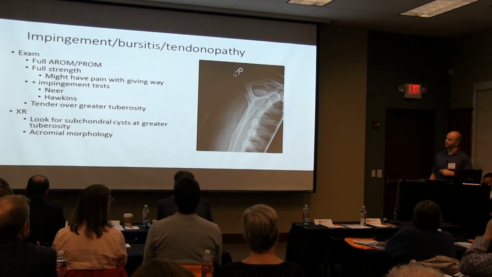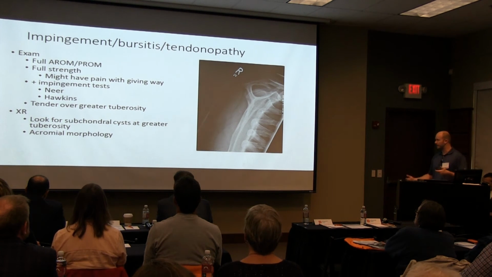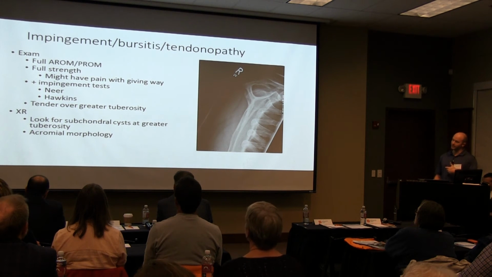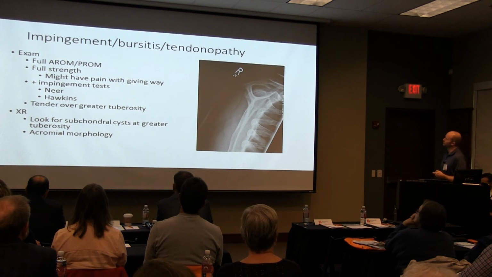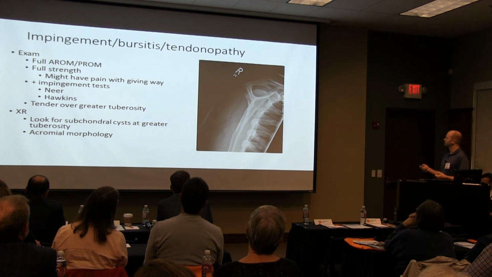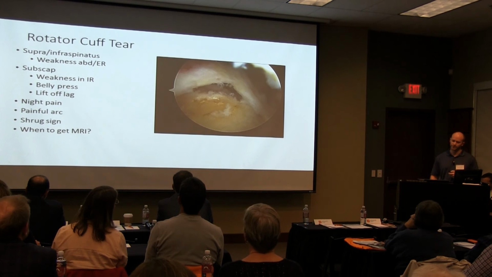On exam, normally they're going to have full motion. Early on in the process, when they have tendinopathy, tendonitis, bursitis, whatever you want to call it, they're probably going to have full strength. They will probably have positive impingement tests. They'll be tender over the greater tuberosity. When you get an x-ray, here's one thing you want to look for. This is the shape of the acromion right here. You'll see a big spur coming down right there, which is not normal, and that's typically a sign of rotator cuff disease. Other than that, you're not going to see too much on an x-ray.